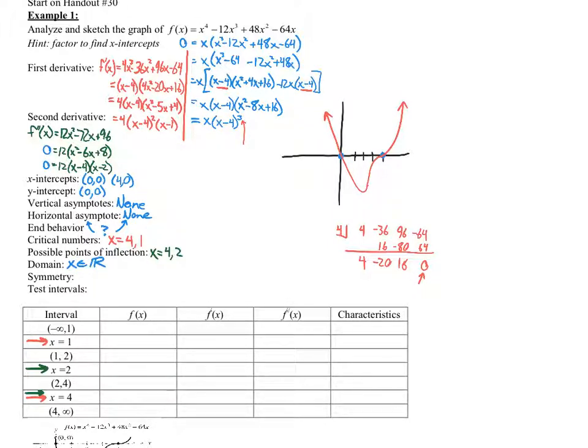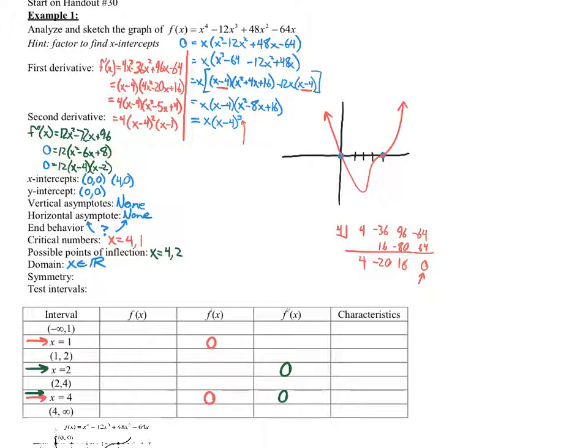Alright, so let's see. The critical numbers are where the first derivative equals 0, so I'm going to put that in here. And the possible points of inflection are where the second derivative equals 0. Okay? So let's work this out here. We've got the interval from negative infinity to 1.